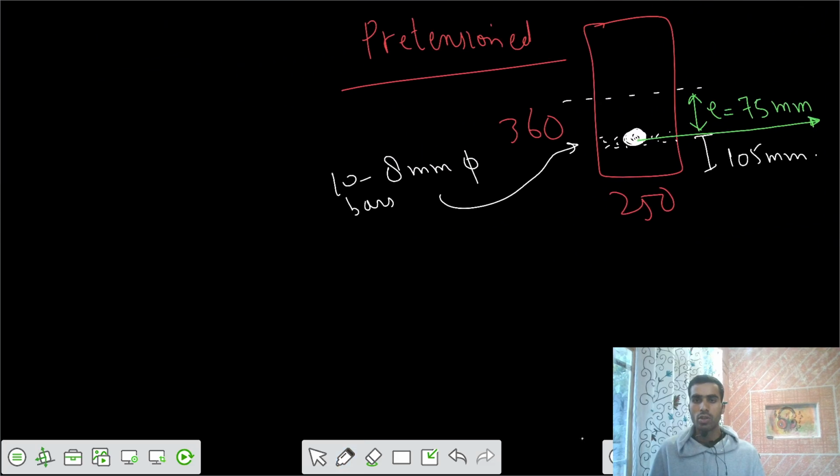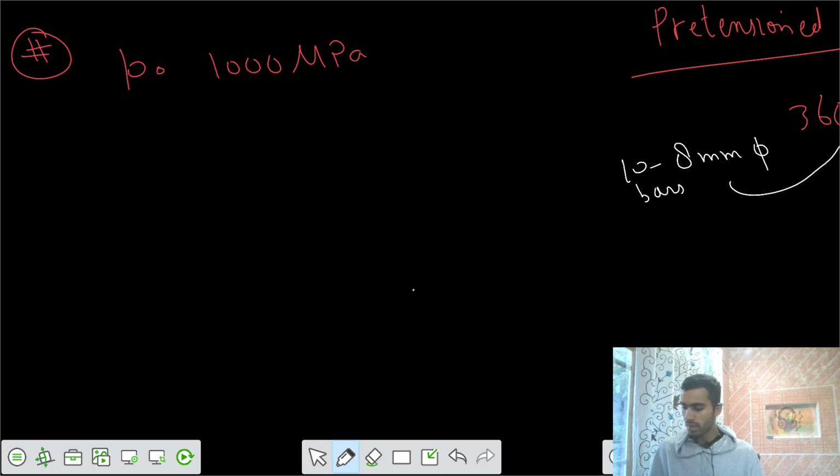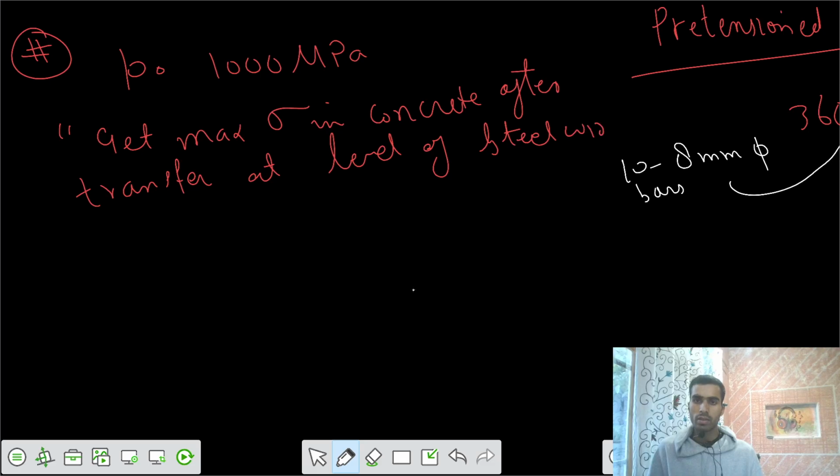Okay, let's talk about the problem. What is the problem all about? Initial prestress in the cables is 1000 megapascals. You need to get the maximum stress in concrete after transfer, at the level of steel wires. That means we need to get the value of fc.